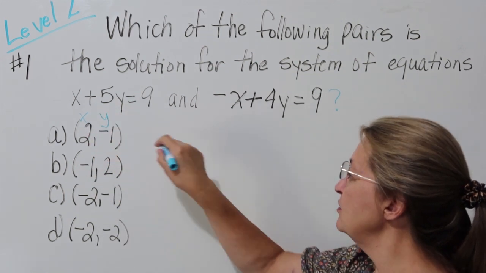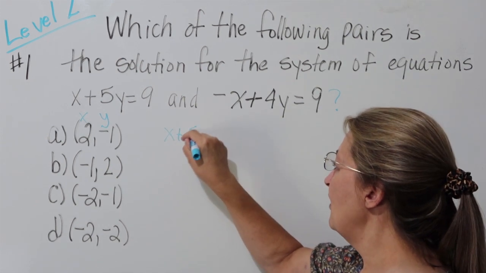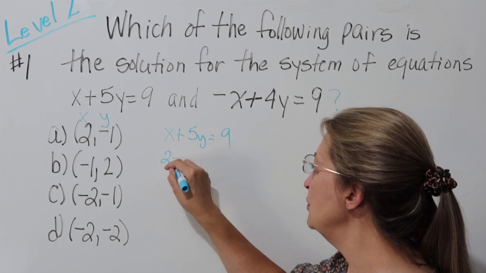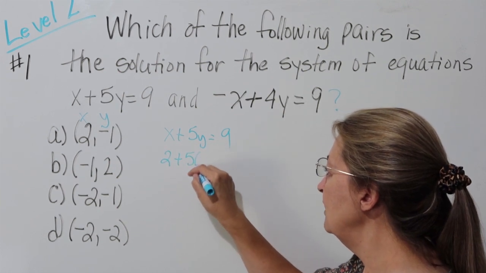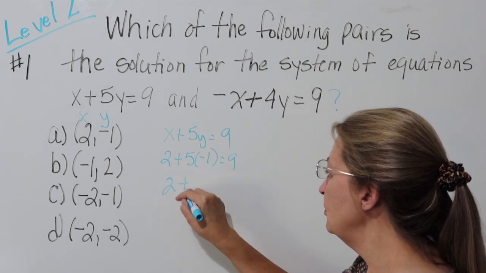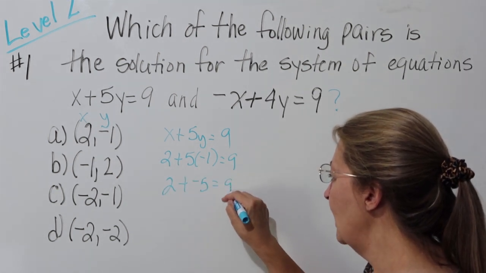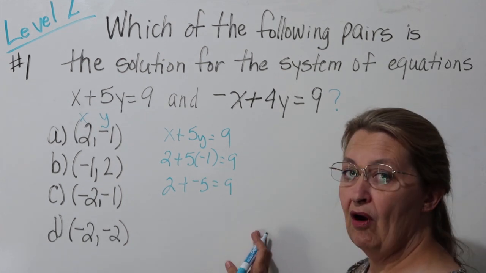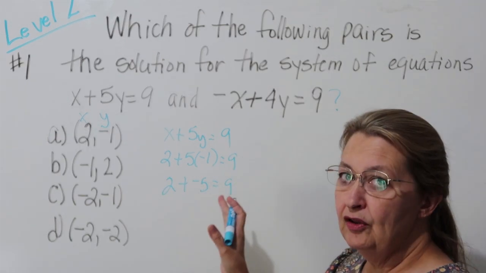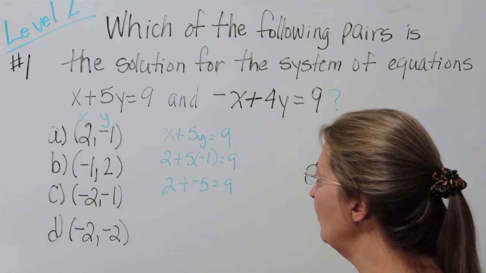I'm going to take x plus 5y equals 9, and I'm going to substitute in 2 and negative 1 for x and y, and I'm going to solve. So 2 plus negative 5 equals 9. This is not true already, so I can move on. There's no need to plug it into the other one because it won't even work in the first one.